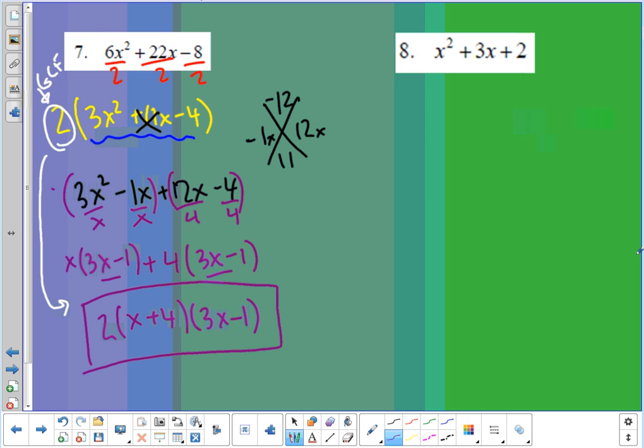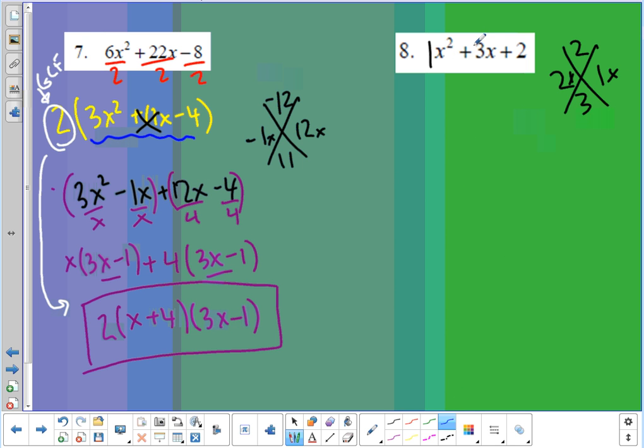Okay, let's try one more in number 8. Number 8, I have x squared plus 3x plus 2. No GCF. I'm just going to set up my x. 1 times 2 is 2. 3 goes on the bottom. I want a product of 2 and a sum of 3. There's only one option. It's 2 and 1. So 2 times 1 gives me 2. 2 plus 1 gives me 3.